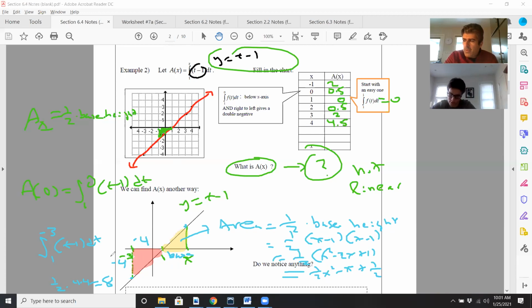So yeah, it's kind of interesting a little bit what we're seeing here. So this brings me to the next page, which we'll get to, the FTC, in just a sec. So again, we got 1/2 x squared minus x plus 1/2, right?